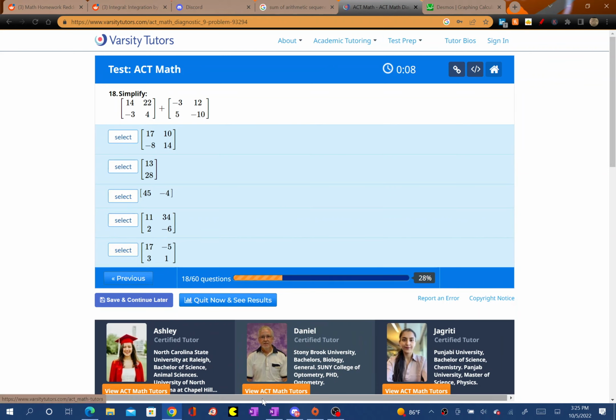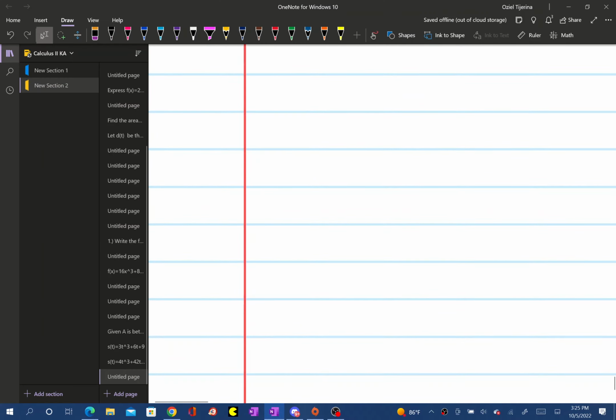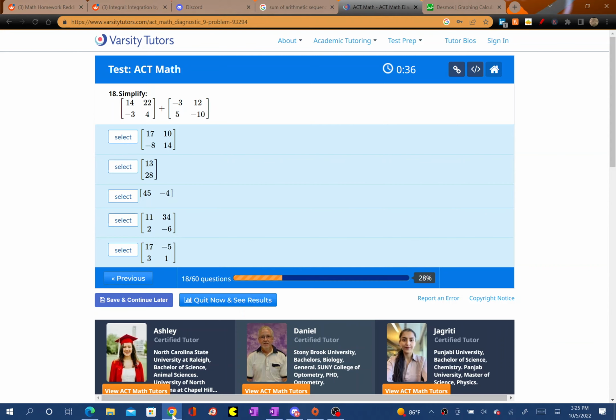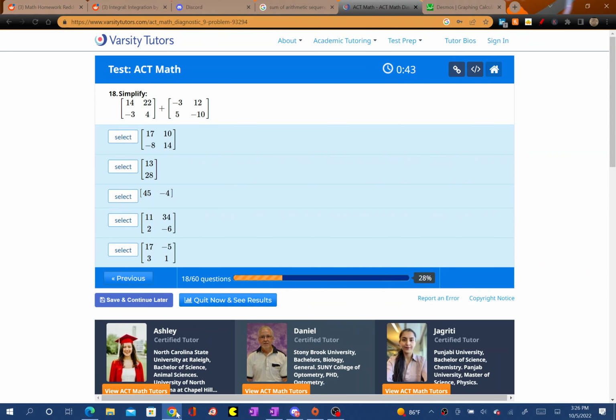Okay, this is not that hard. I've done these before. It's adding matrices, so it's not really that bad. 14, so 14, 22, and -3, 4, plus -3, 12, and then 5, -10. Let me tell y'all something about adding matrices, okay?